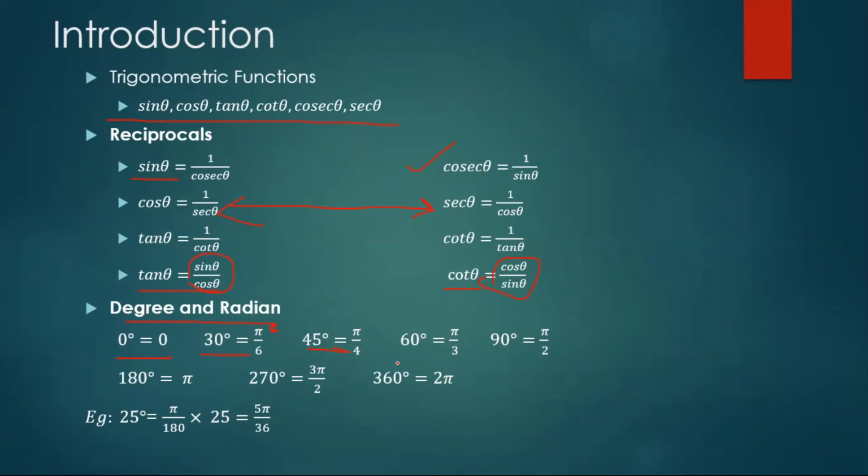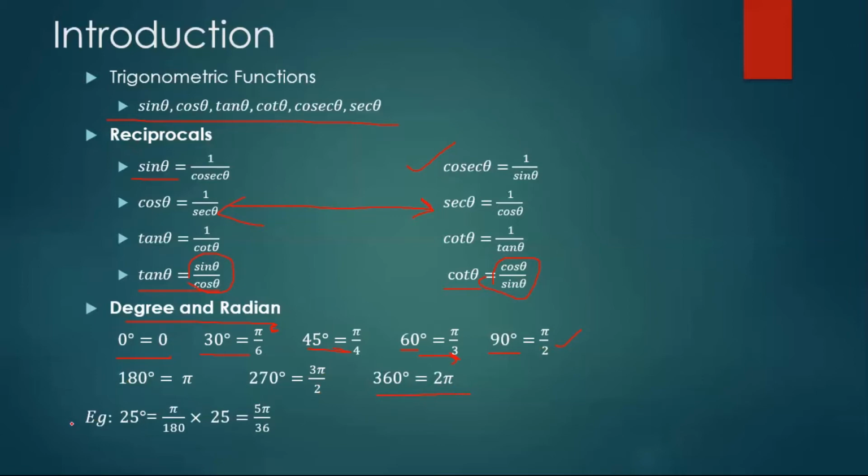So do not forget, when it is 45 degree, in terms of radian it is pi by 4. When it's 60 degree, it is pi by 3. See, 30 degree, pi by 6. When it is 60 degree, it is pi by 3. Just remember, okay? Next, when it is 90 degree, pi by 2. Next, 180, it is pi. 270 degree, 3 pi by 2. And 360 degree, it is 2 pi. This is all we have learned.